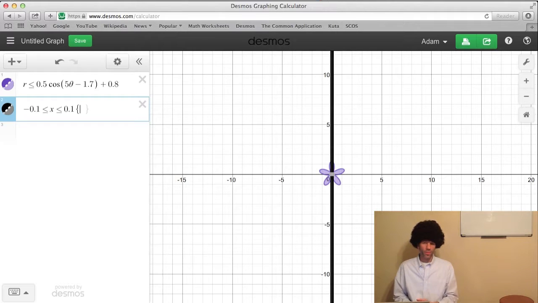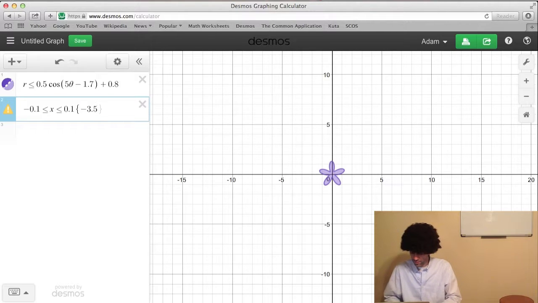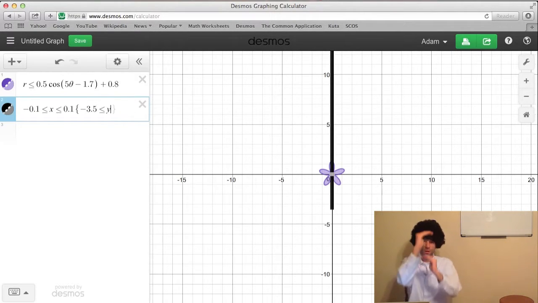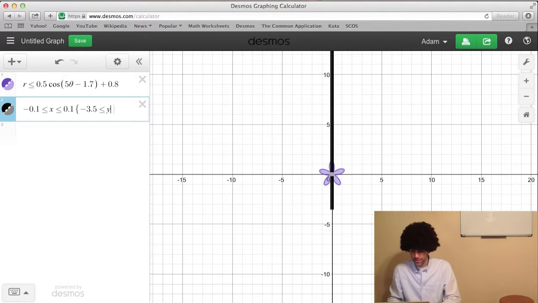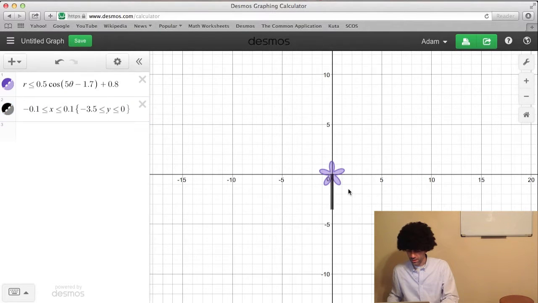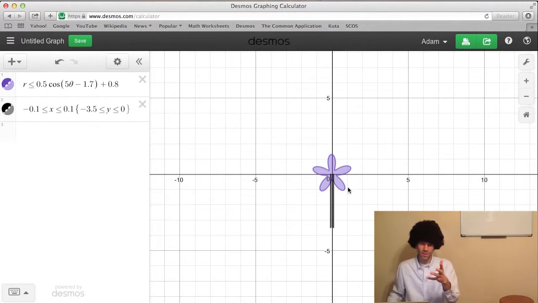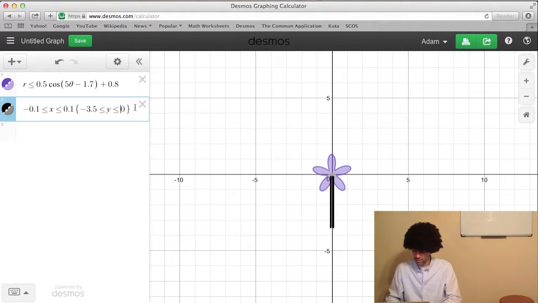Thinking ahead, I'm going to put the ground somewhere down about here. On my picture, I'm going to put it at negative 3.5. So let's go negative 3.5 less than or equal to y, because now I'm trying to pick which part of it I want vertically, less than or equal to, we might be tempted to put 0, but as we do, we see that the stem is in the middle of the flower and it's really coinciding with it. So instead of 0, let's lower it down a little bit.